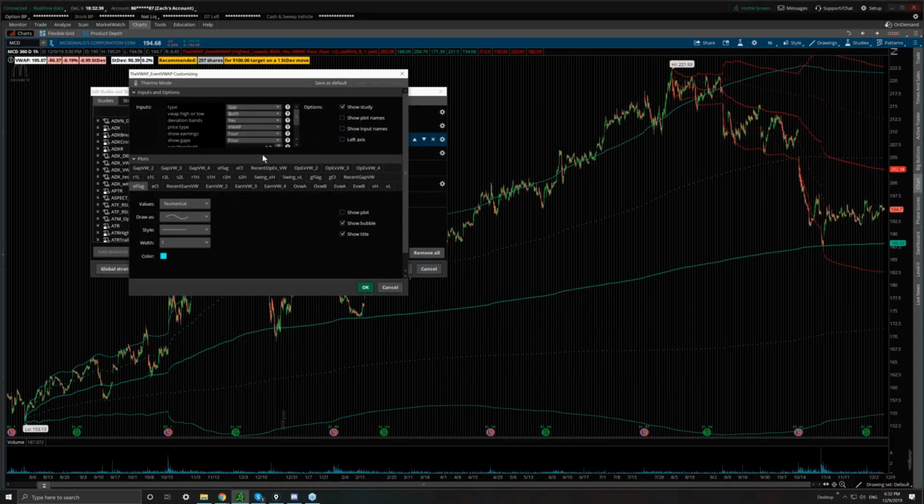Gap is very straightforward. What gap is going to do is it takes the user-defined gap threshold setting, which is a percentage amount beyond which a gap must occur in order to qualify.